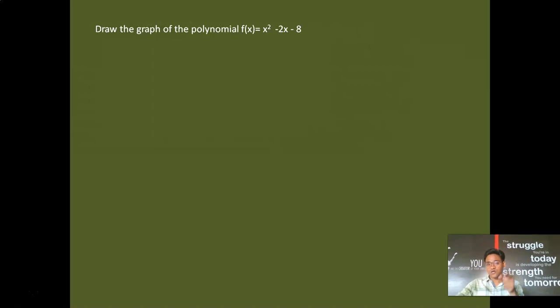And here also you can check the value of a is +1. The coefficient of x square is +1, and since a is greater than 0, because 1 is greater than 0, the shape of this parabola is going to be open upward. Open upward, positive smiley.